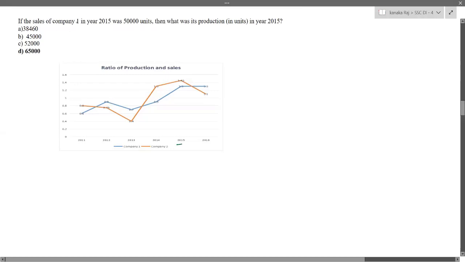Now, what do they say? If the sales of company 1, they're talking about company 1 in the year 2015, sales for company 1 is 1.3, which is 50,000 units. Then what is the production? So we know that we get production by multiplying the ratio into sales, that is 50,000. I'm directly eliminating all the unnecessary steps here. So what will be my production? 50 into 1 gives me 50, 50 into 3 gives me 15. 50 plus 15 is 65, plus 3 zeros as it is. So what will be my production in the year 2015? It is option D, 65,000.